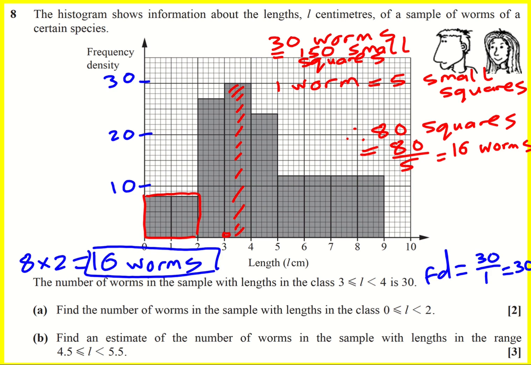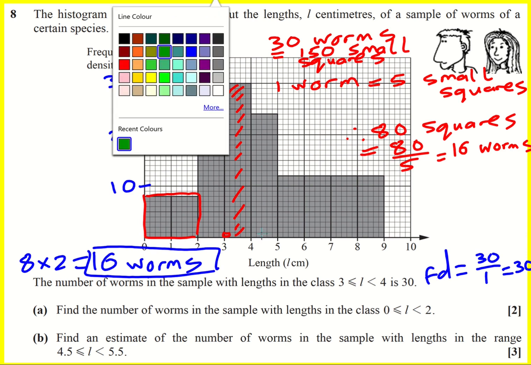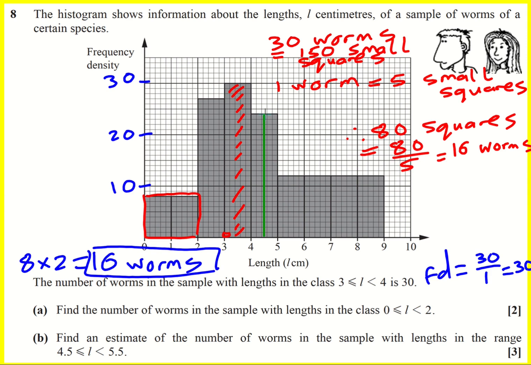For part B, we're asked to find an estimate of the number of worms in the sample with lengths in the range 4.5 to 5.5. The reason this is an estimate is that we don't really know how it's spread. All we know is there are some worms between 1 and 2, but they might all be at the upper end or at the lower end, but we're assuming that they're spread evenly. It's okay when you look between 0 and 2 because you end up getting them all. But when you look between 4.5 and 5.5, we're not entirely sure. It doesn't really matter; I just wanted to explain why it was an estimate. So essentially, I want to find this green area here.